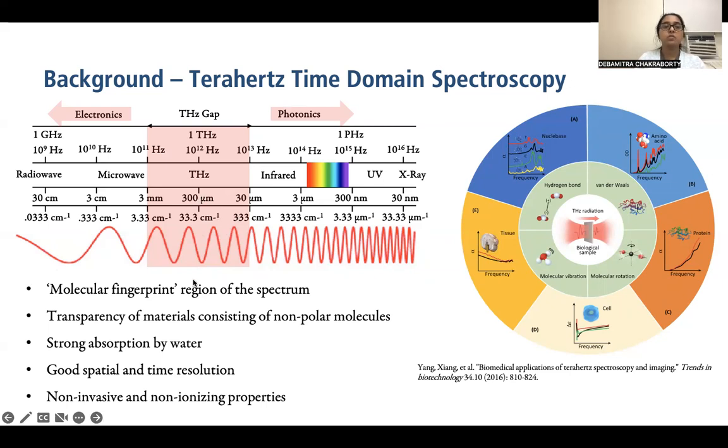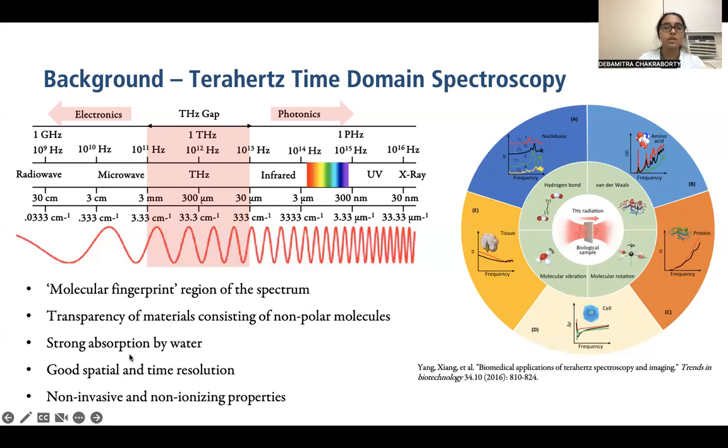Also, this is known as the molecular fingerprint region of the electromagnetic spectra because lots of low frequency motion such as molecular vibration or molecular rotation falls into this terahertz region. Terahertz is transparent to materials consisting of nonpolar molecules. Terahertz is also strongly absorbed by water. That's why we can sense the smallest changes in water between two different types of tissues.